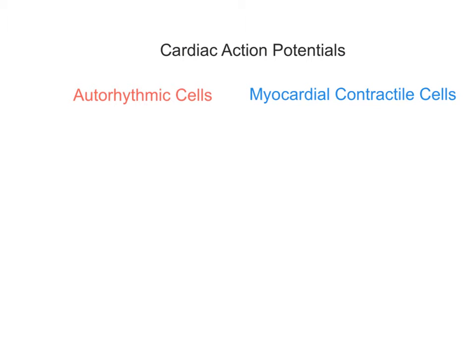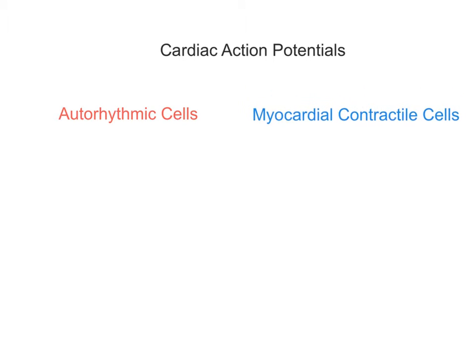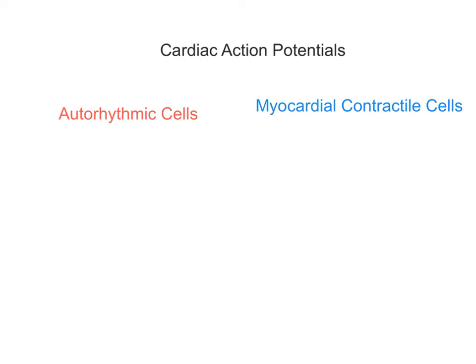Let's discuss the ionic basis of the cardiac action potentials. Remembering that there are two different types of action potentials that we have to look at: the autorhythmic cells and the myocardial contractile cells.